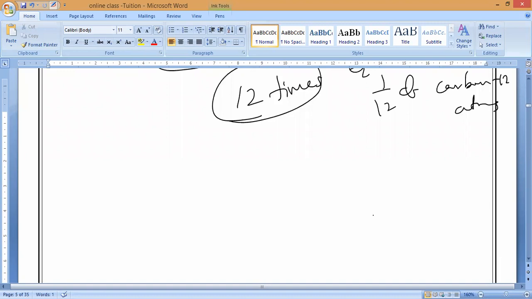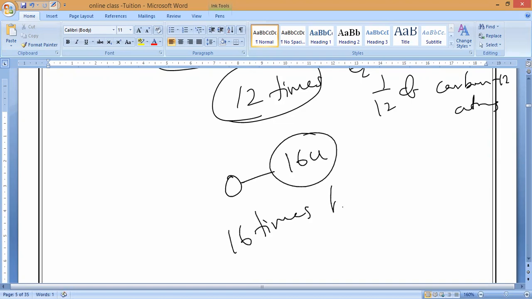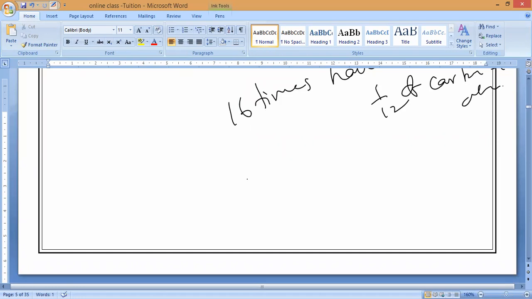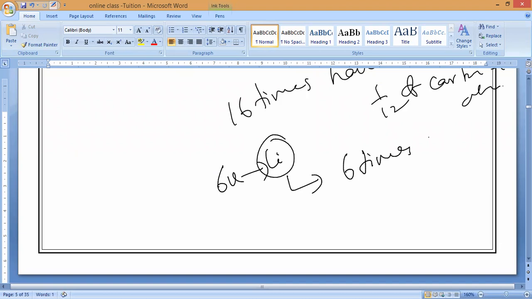Suppose oxygen is 16. Oxygen is 16 U. What does it mean? It is 16 times heavier than 1/12 of a carbon-12 atom. For better understanding, suppose you take hydrogen, helium, lithium. Lithium is 6 units. What does 6 units mean? It is 6 times smaller than 1/12 of a carbon-12 atom.